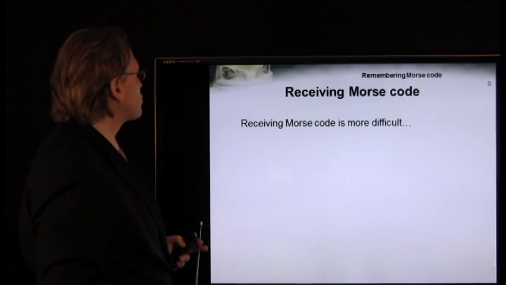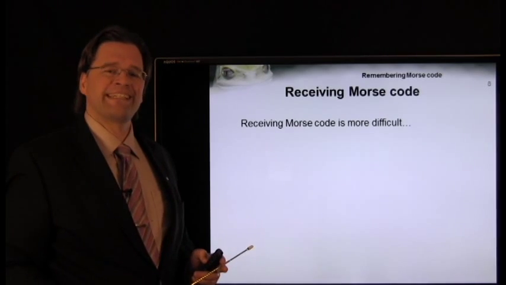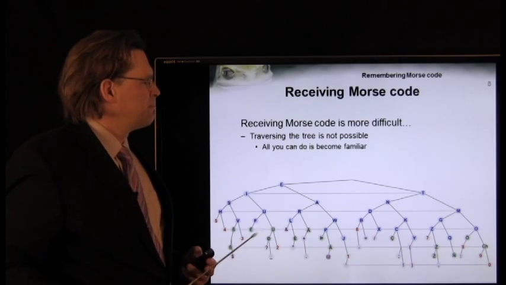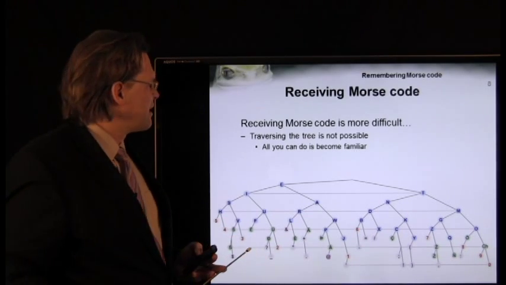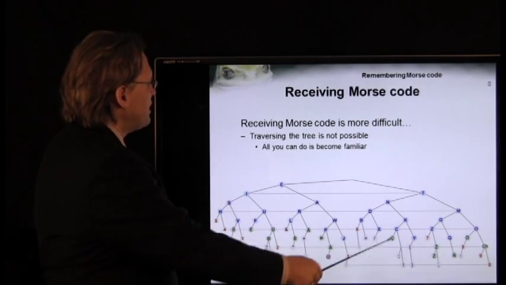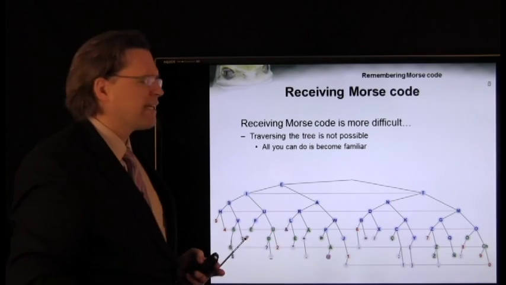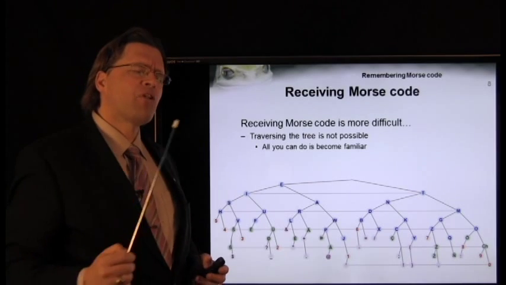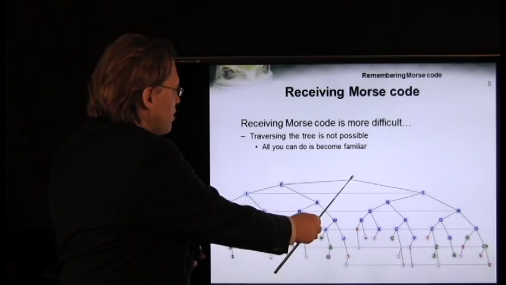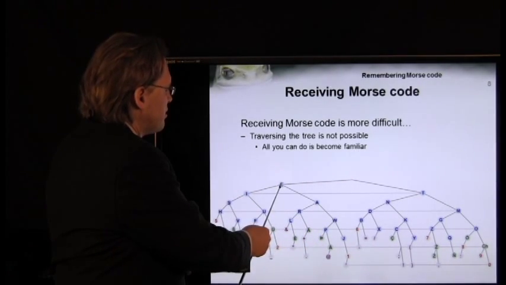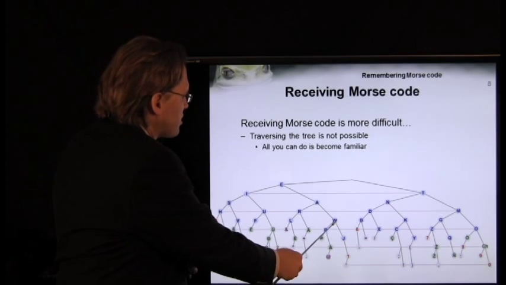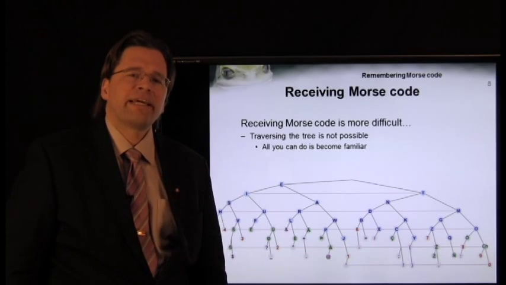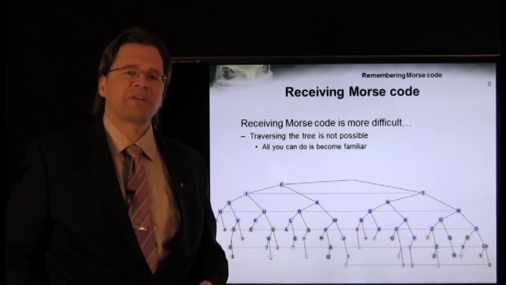Now, receiving Morse code is more difficult than learning to send it. One idea that appears on the web is the idea of creating this tree in your mind and then following it as you hear the Morse code. So if you hear a dot followed by a dash and a dash, you follow the left tree for a dot followed by a dash, and that would be the letter W. Guess what? The human brain doesn't work like that.